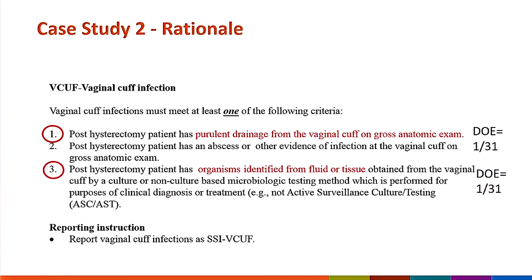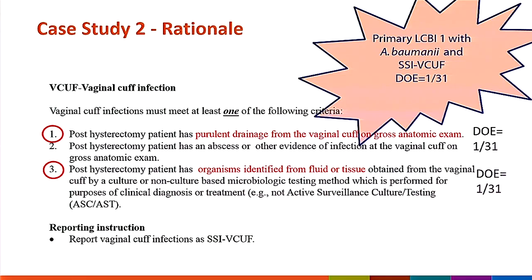And they had organisms identified from fluid or tissue from the vaginal cuff. And that is criterion 3, and that was also met on the same date. So in this case, it doesn't matter which one you choose from a date of event standpoint, both are the same date of event. So they have a primary LCBI with A. baumannii and an SSI V cuff on 1/31.